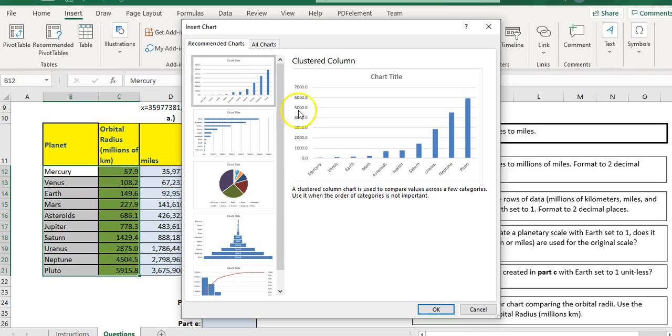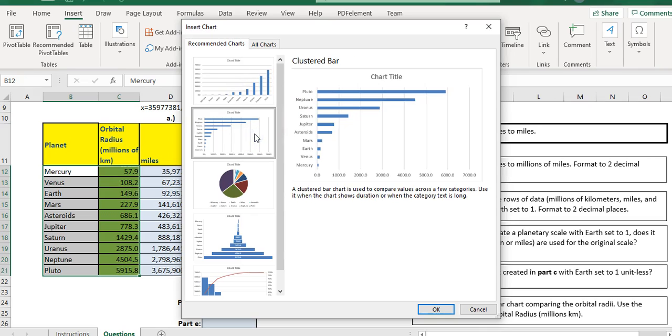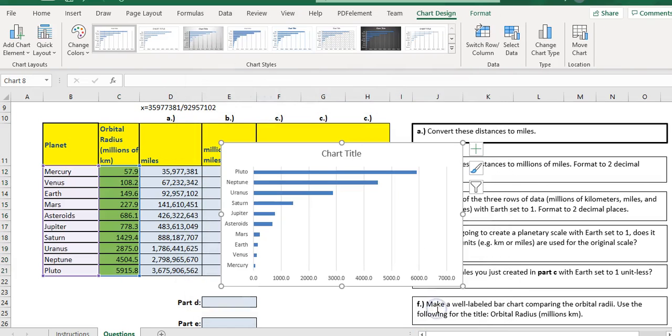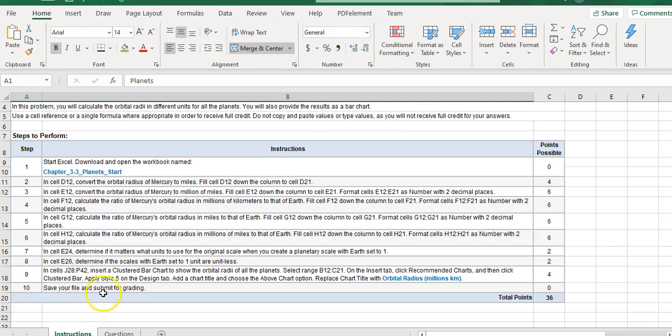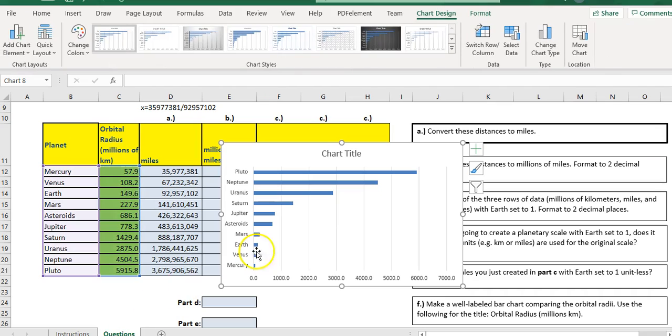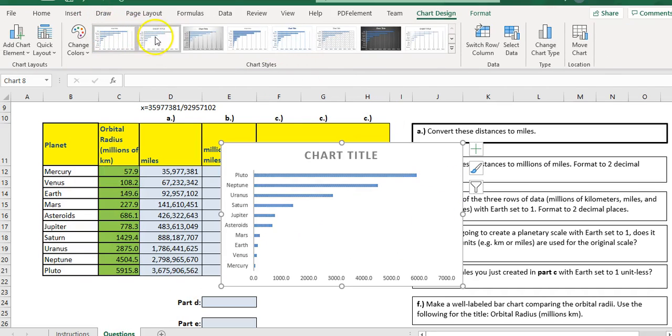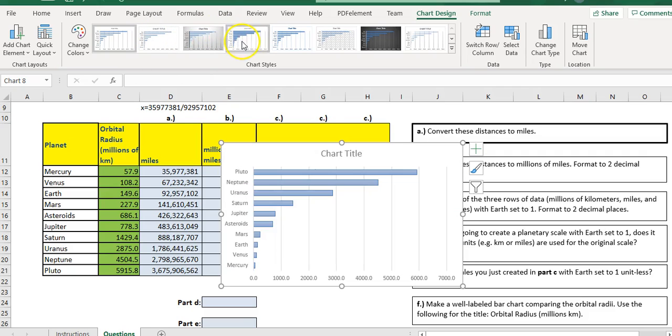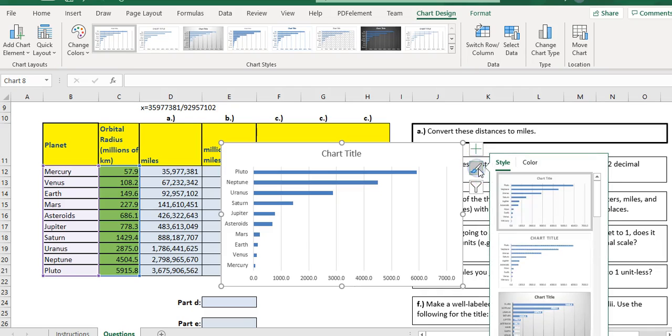So the first one here you have is a clustered column. The second one is a clustered bar. We want the clustered bar chart. Okay. Style number 5. Okay. So we can do that by coming up here and choosing 1, 2, 3, 4, 5. Or I can also click on the paintbrush and choose 1, 2, 3, 4, 5. I think this is easier, so I'm going to do that. So style 5.